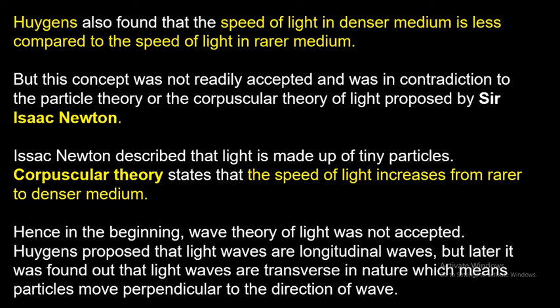Another name for particle theory is corpuscular theory. Isaac Newton described light as made up of tiny particles. Corpuscular theory states that the speed of light increases from a rarer to a denser medium. In the beginning, the wave theory of light was not accepted. Huygens proposed that light waves are longitudinal waves, but later it was found that light waves are transverse in nature. Transverse means perpendicular: your electric wave and magnetic wave are perpendicular, which means particles move perpendicular to the direction of the wave.